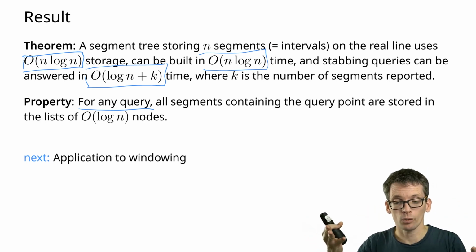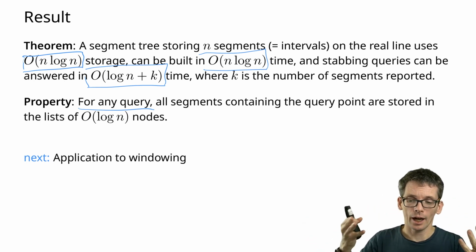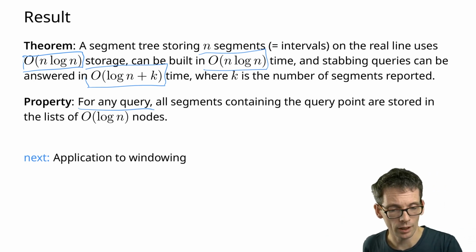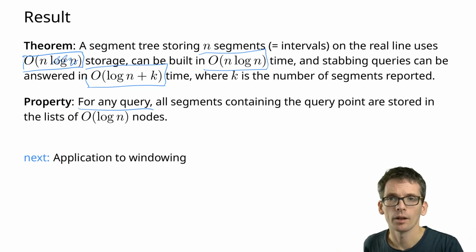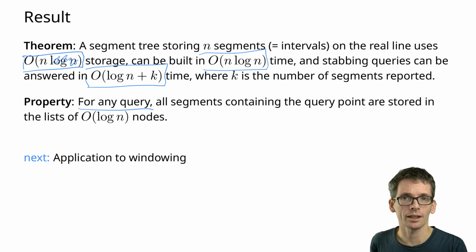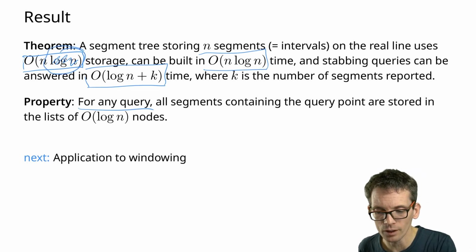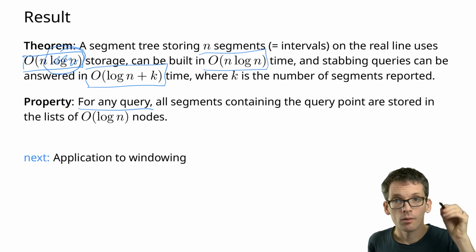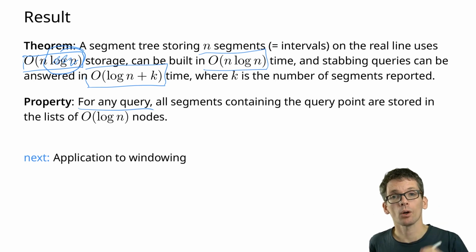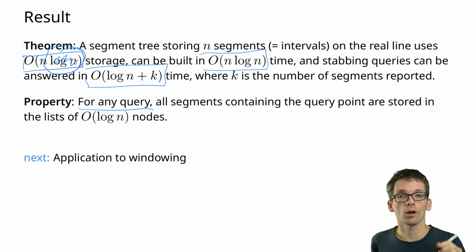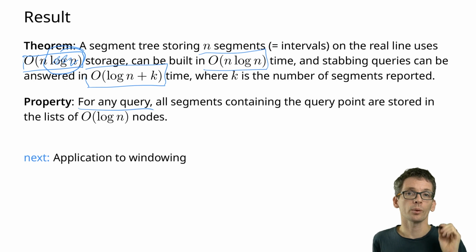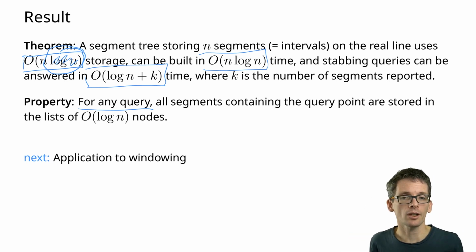So now we solved this 1D problem again. Actually, we solved it less efficiently than interval trees, because interval trees didn't need this log n factor. We do need this. But the reason we did this is because this now allows us to solve the problem of windowing queries with arbitrary non-intersecting line segments. And that's what we're going to do next.